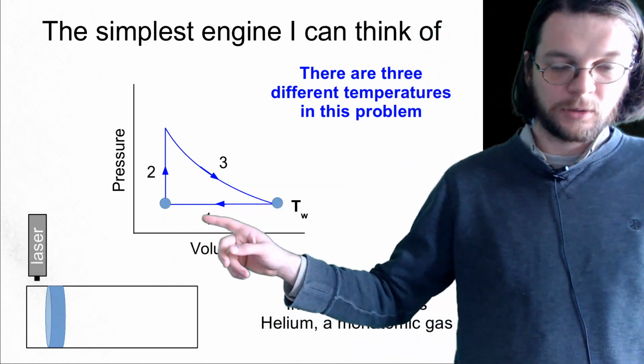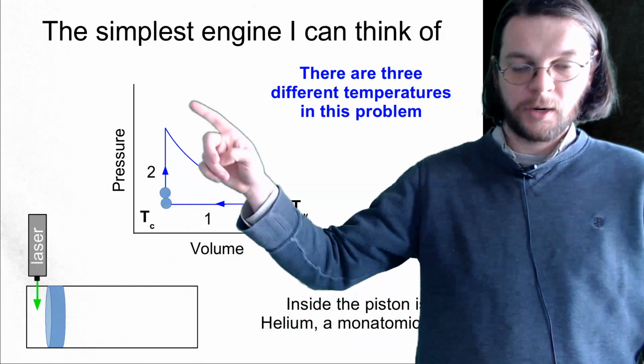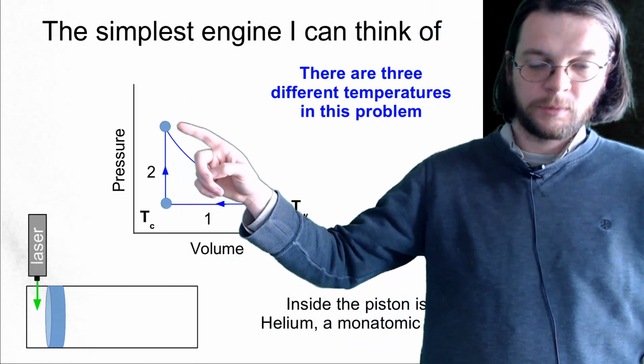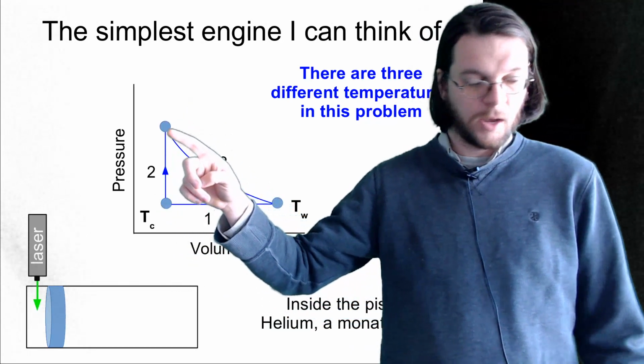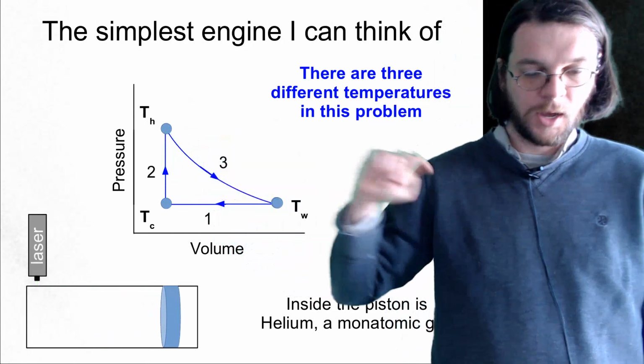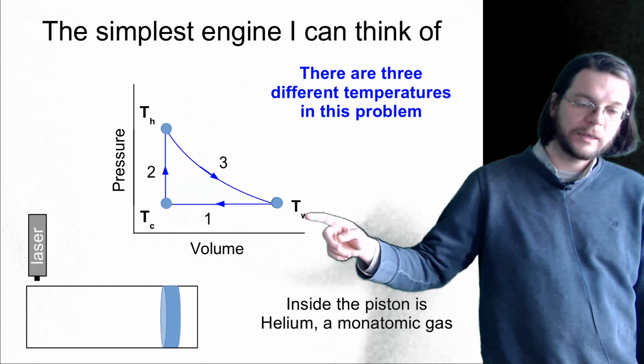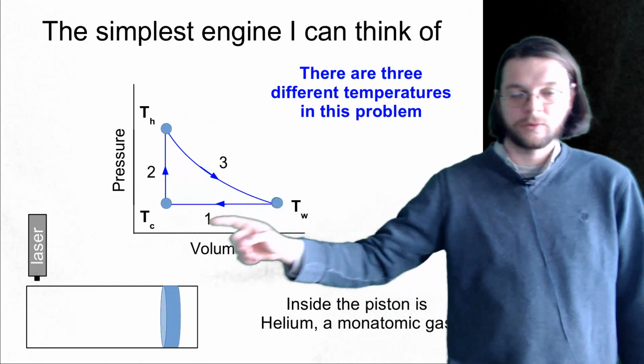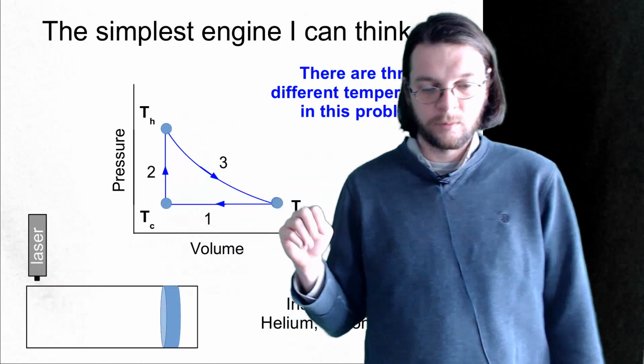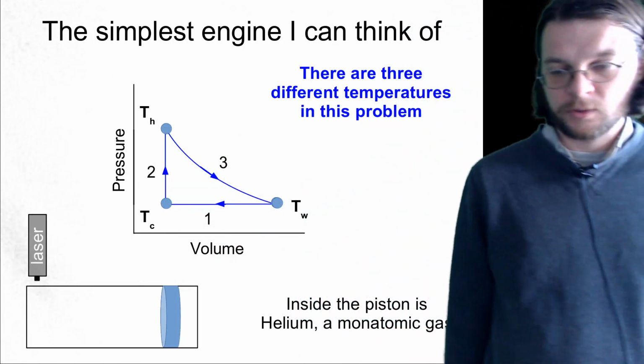And then we're going to turn the laser on, and we're going to get up to a much higher temperature, the hottest temperature of the system, T hot. And then as it expands, it's going to go back down to T warm, and then we can do the whole thing over again. So again, there are three different temperatures in the system.